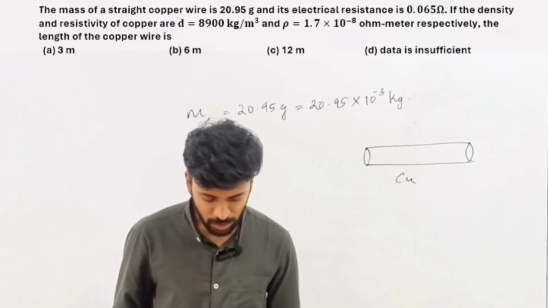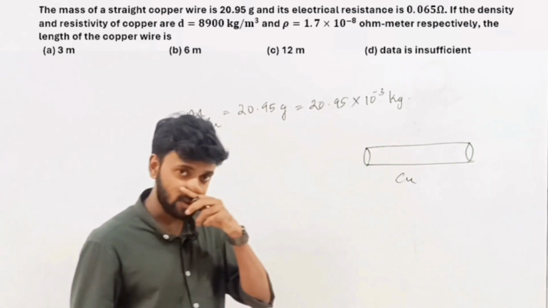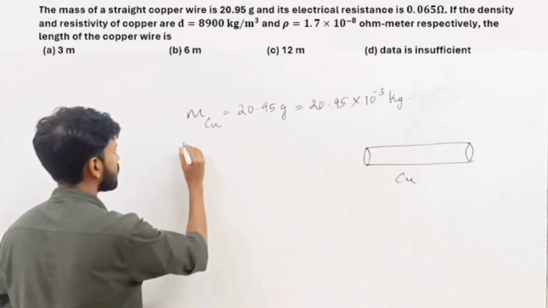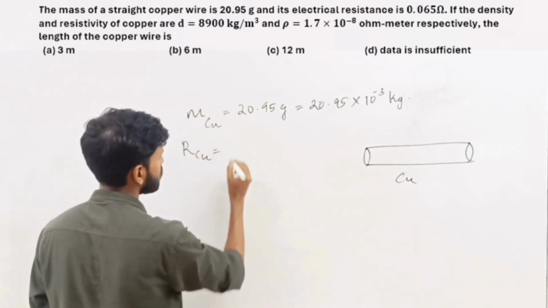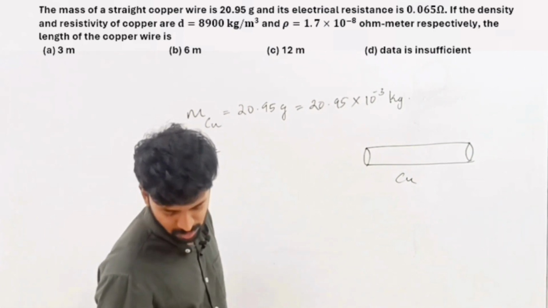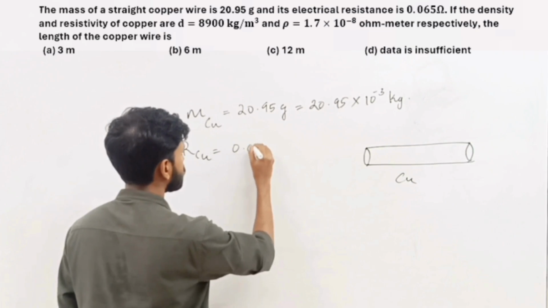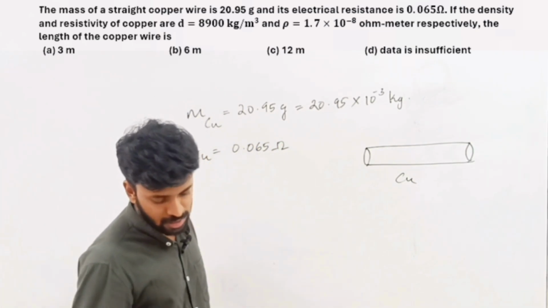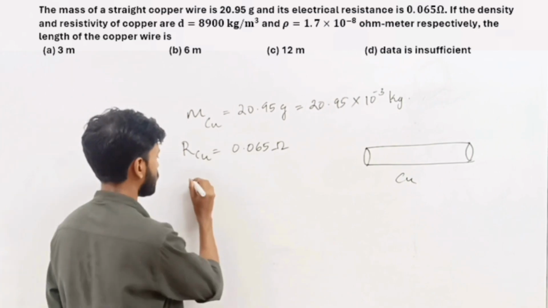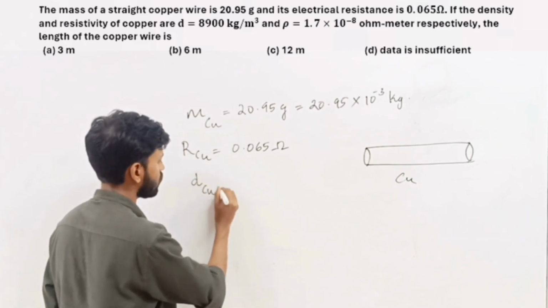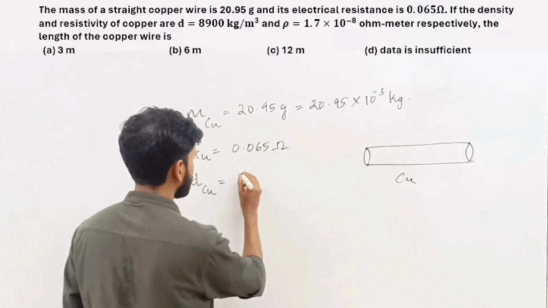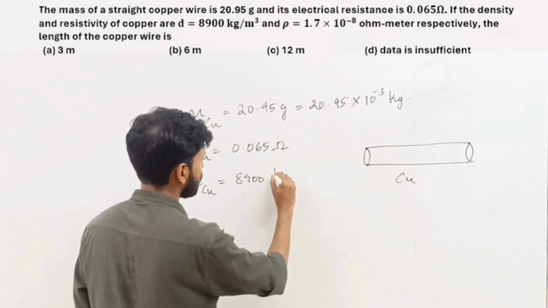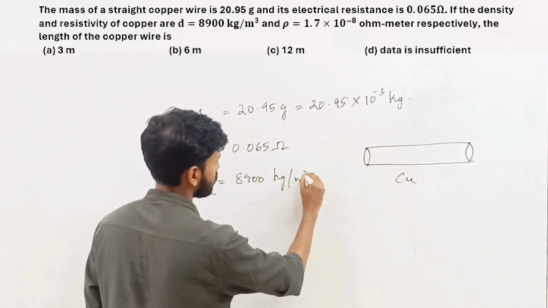Now the other quantity which is given is the electrical resistance. So the resistance of copper, R of copper, is given as 0.065 ohm, and density of copper is given. So density is denoted as D in the question, which is 8900 kilogram per meter cube.